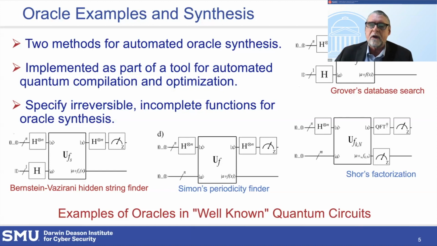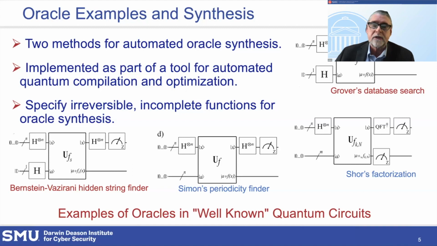For example, in Grover's search, this U function changes depending on the database you're searching over. And typically for small circuits, this could be done manually, but as the number of qubits grows large, this function can become very large, and that motivates a method for automated oracle synthesis. So it's these U functions that can vary in particular applications that we refer to as oracles.